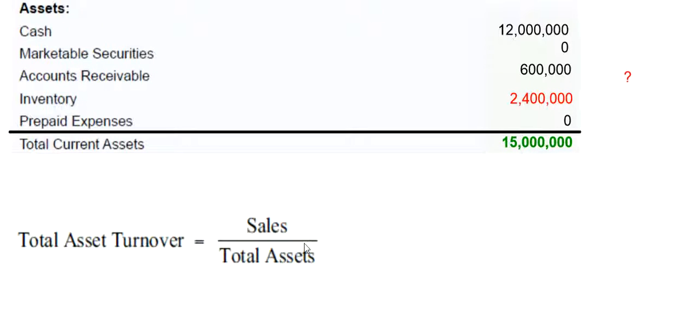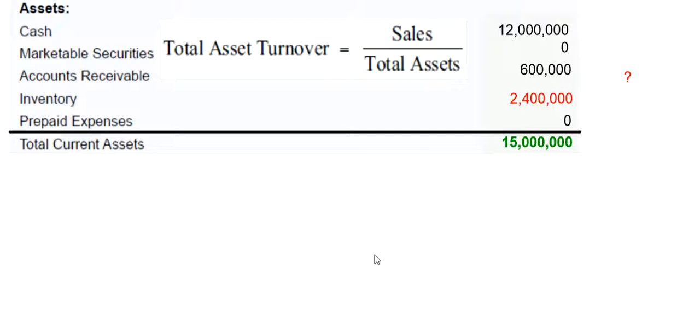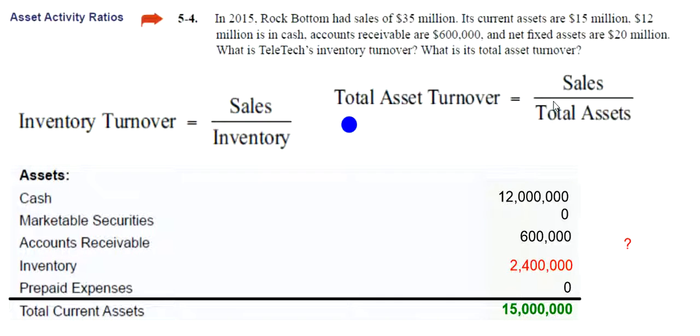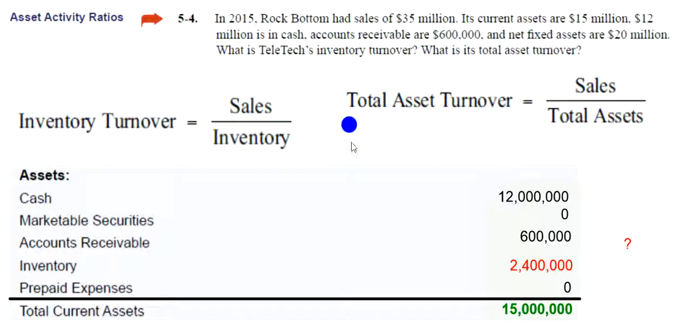So for this one, we simply want to take our sales, which if we jump back up here, let me move this up so we can see it. We want our sales to be the numerator, which is going to be 35 million, and then our total assets are going to be 15 million, which are current assets right here, plus our fixed assets of 20 million.